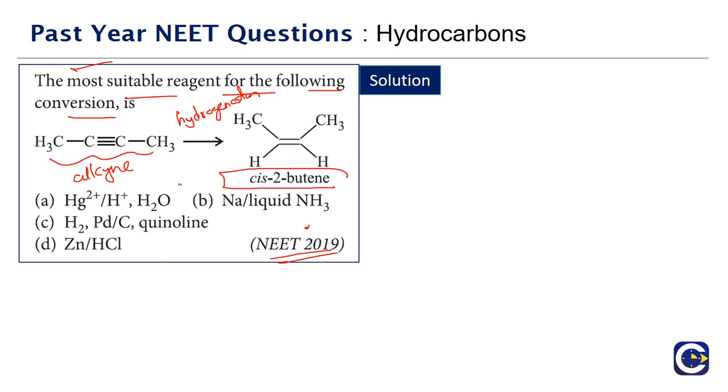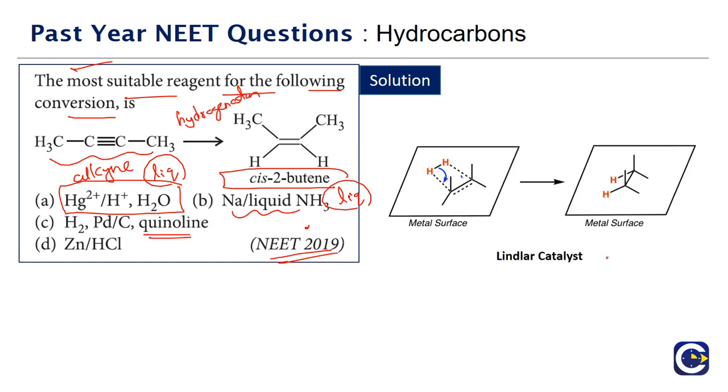One is Hg2+ with Hg in the presence of water, basically the mercury salt in acid medium. That will also be able to give the hydrogenation, but this is in a liquid medium. Sodium in liquid ammonia, liquid medium. H2 in the presence of palladised charcoal and quinoline. This is what we call the Lindlar catalyst.